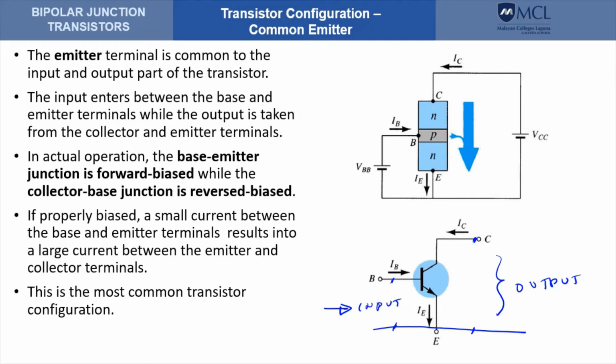The base emitter junction is forward biased, so this is the base emitter junction. This one is forward biased by this, while the collector base, which is this one, is reverse biased. In this configuration, a small current circulating between the base and emitter will result in a large current from the collector going to the emitter.